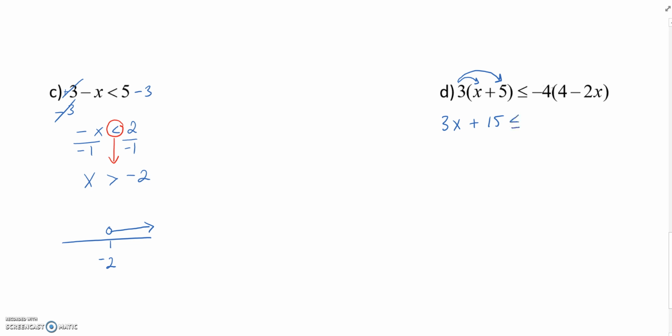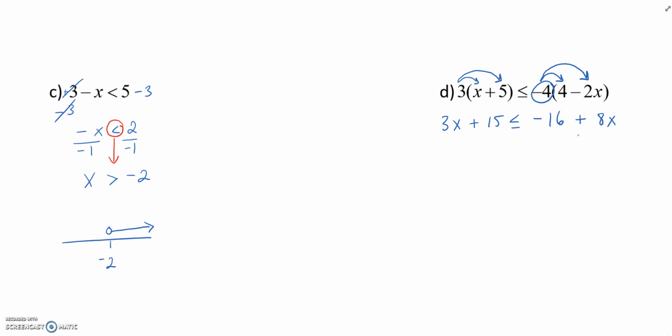Less than or equal to. I've got negative 4, and distribute that to the 4, and then negative 2x. So that would give me a negative 16 plus 8x. Looking at this, I'm going to get my x's together. So I'm going to subtract 8x from both sides, creating a 0 pair there.